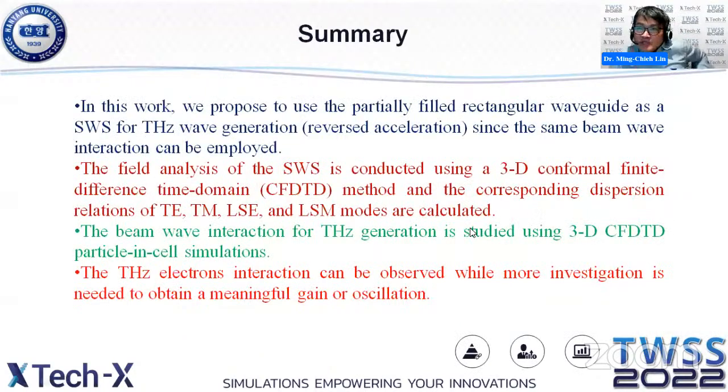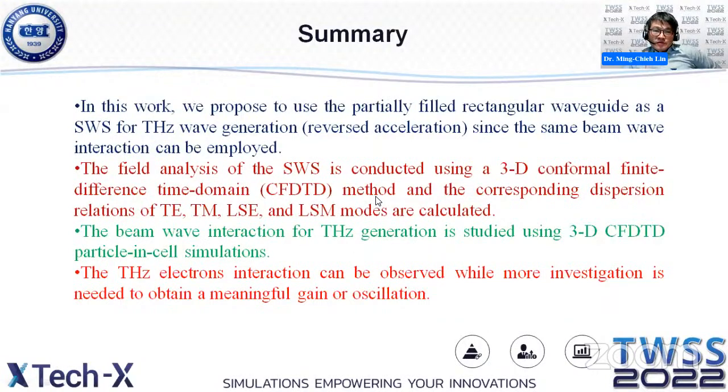So finally, the summary. In this work, we propose to use a partially filled rectangular waveguide, or what we call a dielectric loaded waveguide, as a slow wave structure for terahertz wave generation. This is a reversed acceleration in terms of the proposed accelerator structure, since beam wave interaction can be employed. So we know a lot of designs from the accelerator community can be borrowed to serve our purpose.